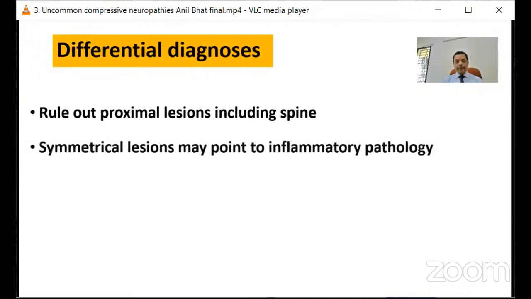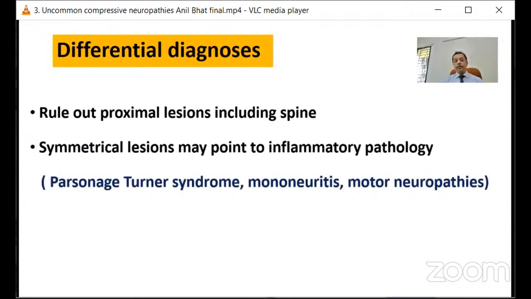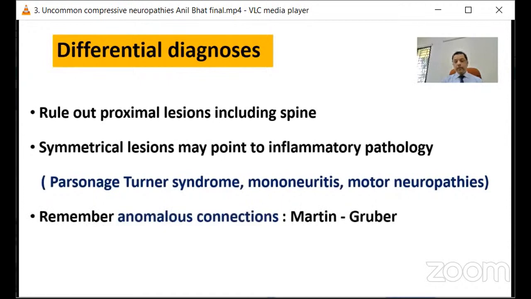And sometimes symmetrical lesions can be there, and it might point to inflammatory pathology like any of these Parsonage-Turner syndromes or any of the neuropathies. And always remember that anomalous connections can cause a lot of confusion, like your Martin-Gruber anastomosis kind of lesions can cause confusion in your diagnosis.